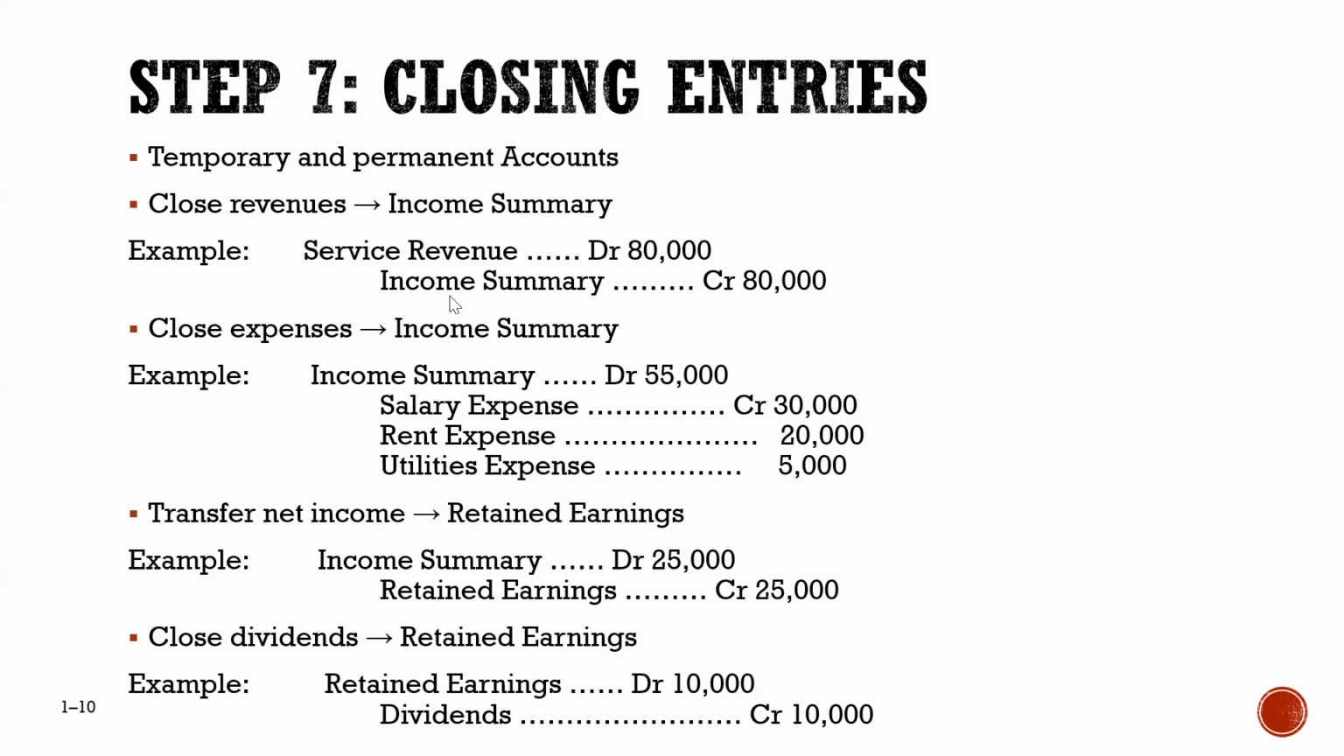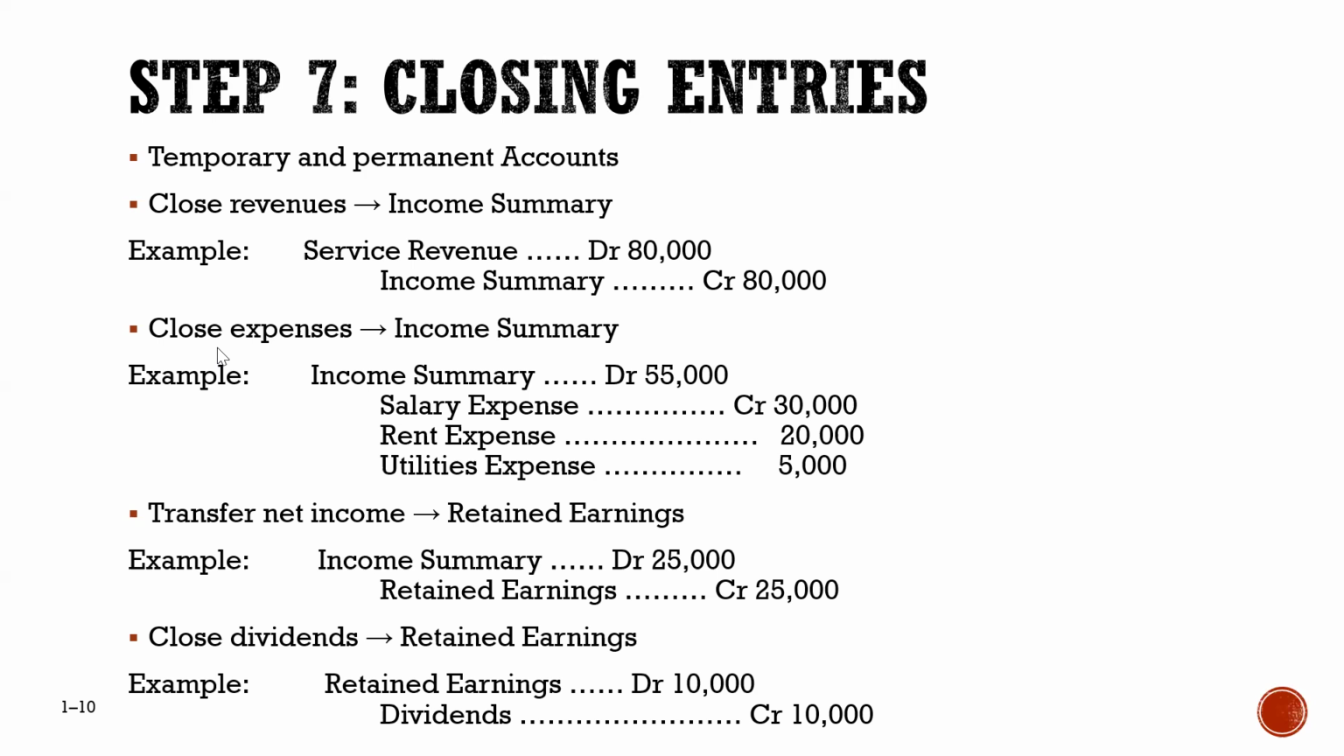When we close a revenue account, we transfer its credit balance into the income summary account, because revenue normally has a credit balance. We close it by doing the opposite: debit the revenue account and credit the income summary account. This brings the revenue account down to zero and moves the earnings from revenue to the income summary account. For example, service revenue is debited and the income summary account is credited. This clears the revenue account and sends the amount to the income summary account.